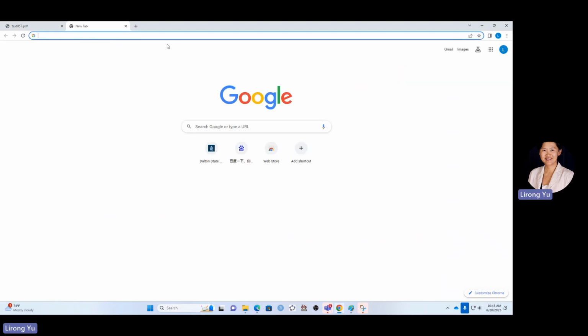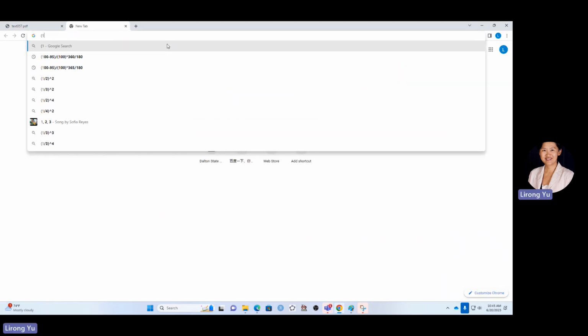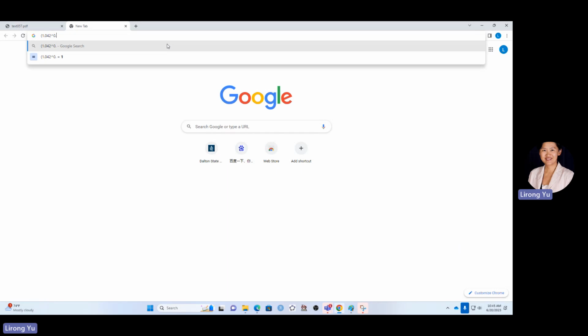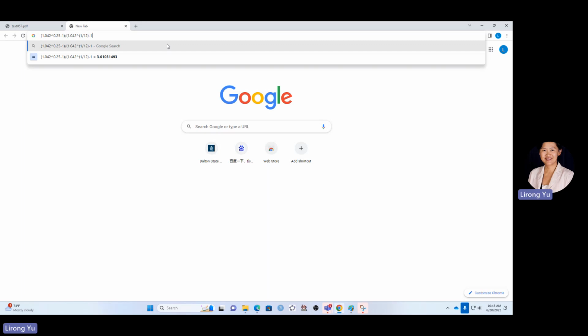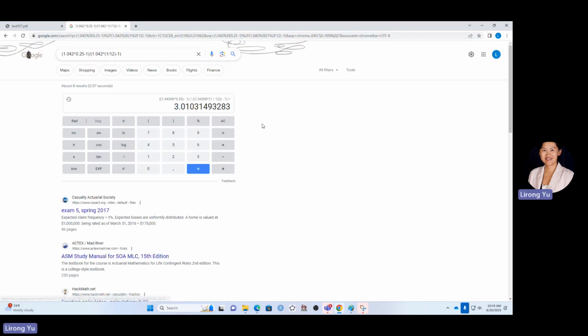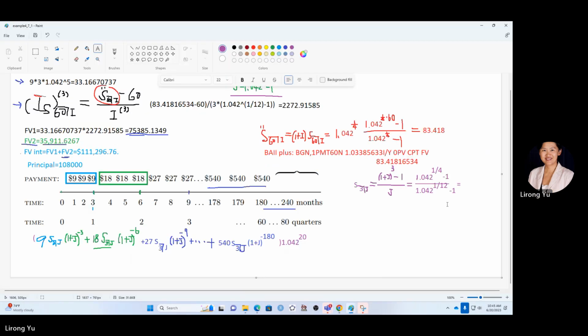let me pull out a calculator. You can also use your calculator to do a similar calculation. I don't know, did I make it more complicated than it was before? 1 over 12 and minus 1. So it is slightly higher than 3, so this is what we have. We're going to use this later.